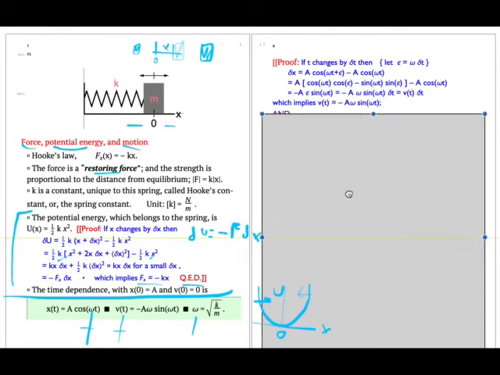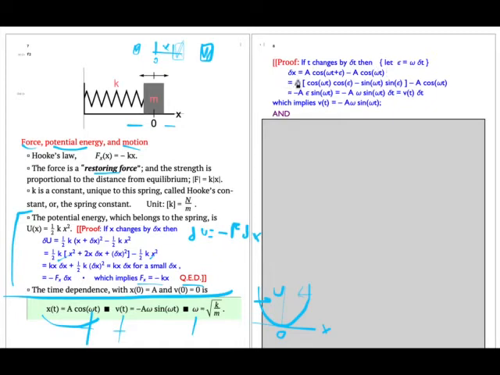We have to prove that. Okay, we're going to take simple harmonic motion and calculate the velocity. So again, let t change by a small amount, call it delta t.